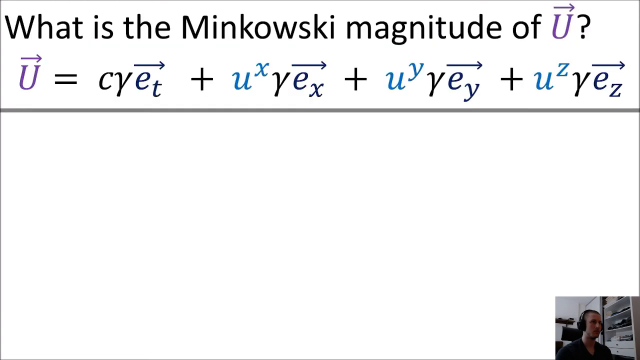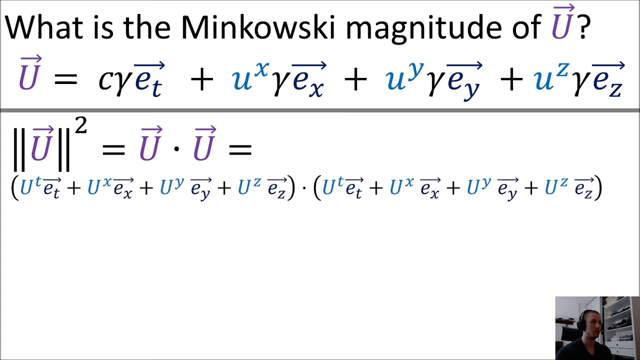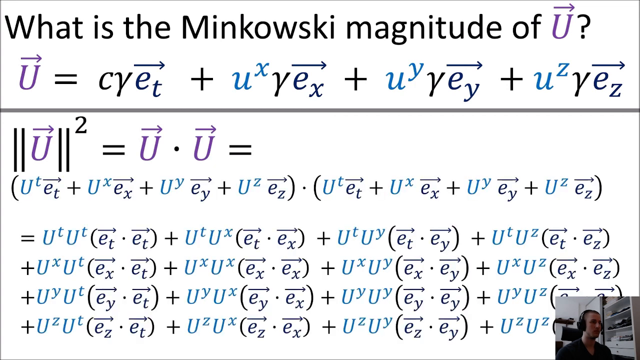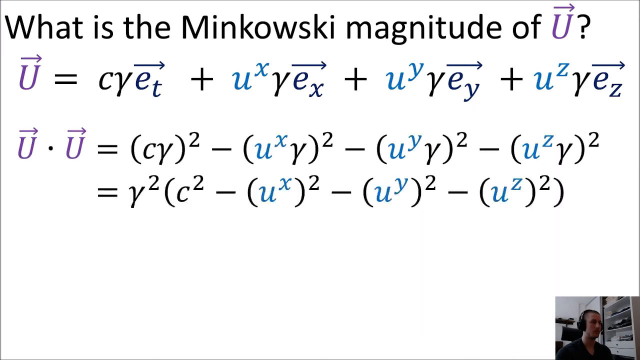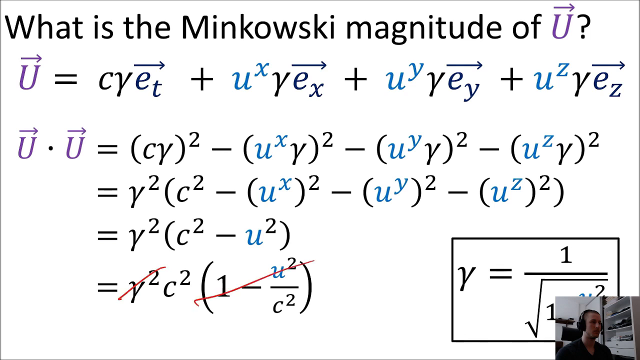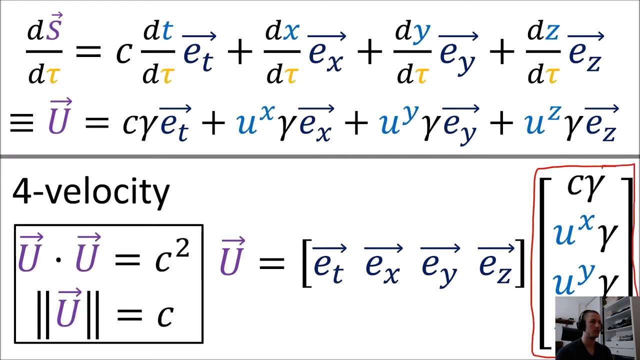If you want to go through the proof, you can pause this video, but the basic idea is to write big U dot big U in terms of a basis, then distribute the terms, calculate the dot products, sub in the formulas for the U components, factor out gamma squared, and then do some canceling, and we get c squared. So the Minkowski length of all four velocity vectors is c. So we've learned that the 4-velocity vector big U is just the derivative of 4-position big S with respect to proper time tau, and these are its components, and its Minkowski length will always be c.